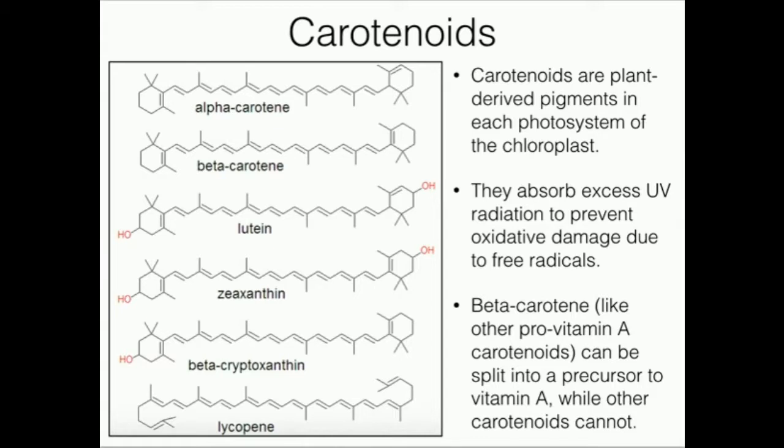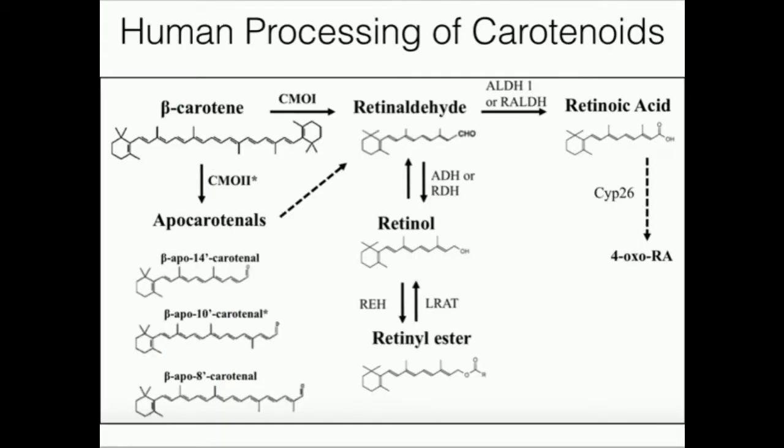And another thing they do in plants is they absorb excess UV radiation to prevent oxidative damage due to free radicals. That's what we talked about, the photoprotection. They protect plants from excess light. But we don't use these as carotenoids. We actually have to convert them to something useful. I'm going to focus on this pathway going to the right.